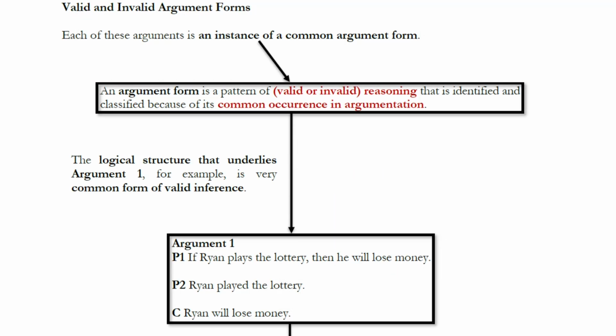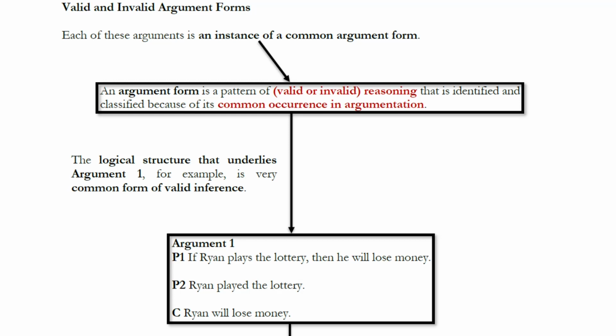These examples were not chosen at random. Each of these represents a very common form or pattern of argumentation. In the case of 2 of the examples, it's a valid form of argument, and in the case of the other 2 examples, an invalid way of arguing. Thus, the reason these examples are important is not because of their specific content. That is, we don't really care about Ryan's misadventures with the lottery. Rather, the reason these are important is because of the underlying logical structure that is featured by each of these arguments. That is, these examples matter because of the argument form that they take.